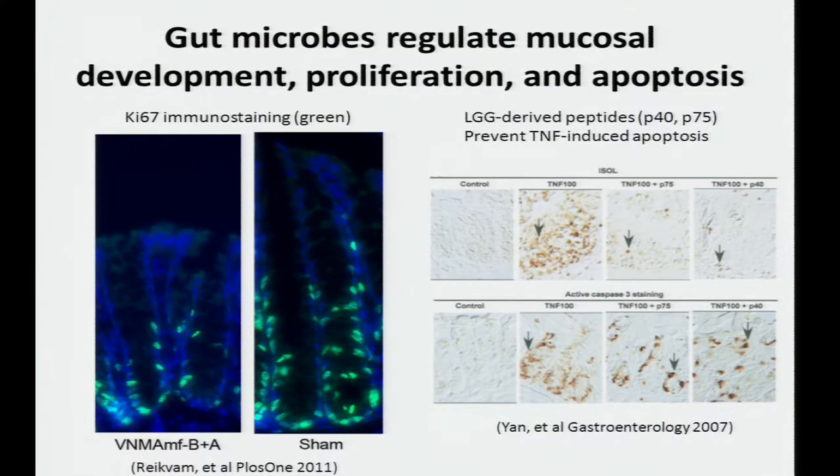Now, proliferation is only one side of that coin, and if you look at apoptosis, which is also important in maintenance of epithelial homeostasis, I refer you to this study by Brent Polk and his group, where they identified two peptides secreted by Lactobacillus GG, which they called P40 and P75. Both of these panels show staining for apoptosis, which is in brown. After treatment of the mucosa with TNF, you get a significant increase of apoptosis. But if you pretreat that tissue with either P75 or P40, you can significantly abrogate the induced apoptosis.